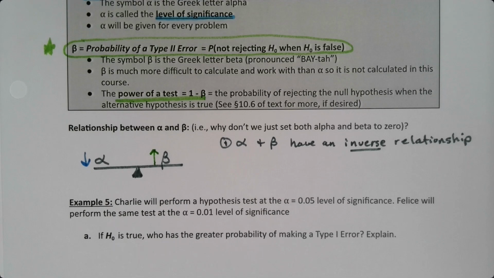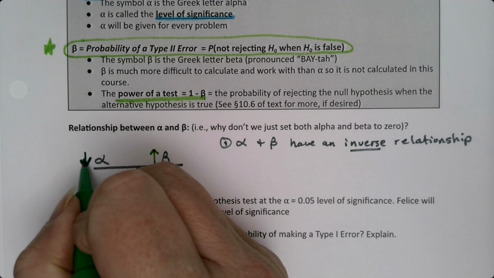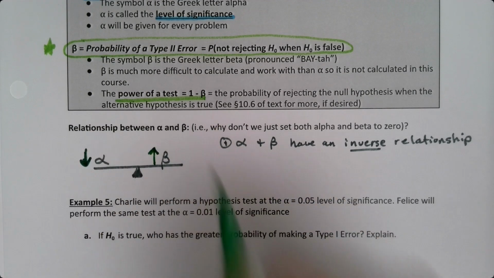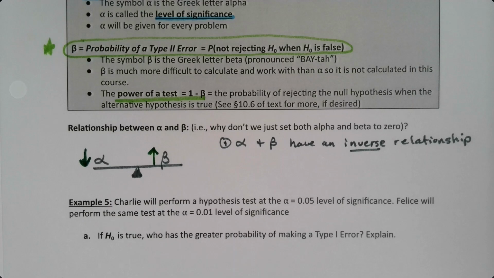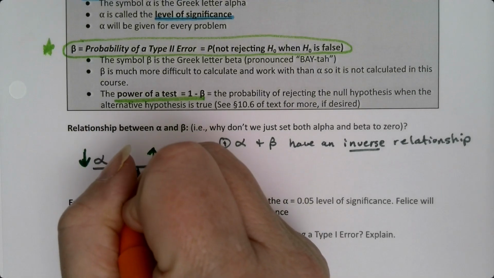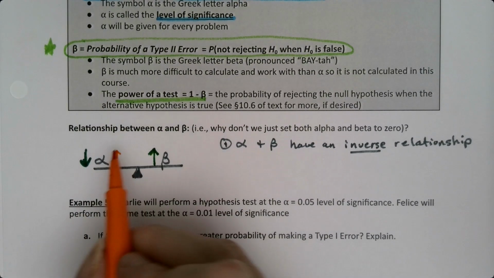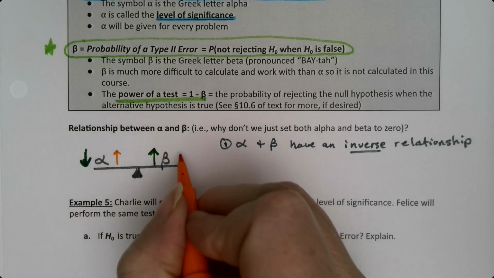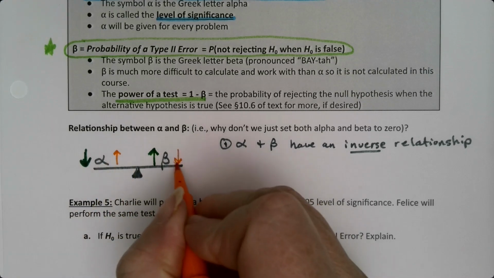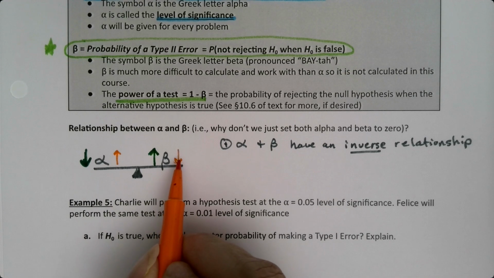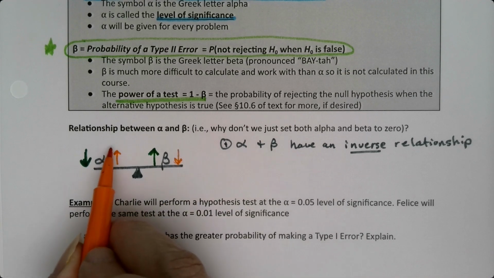Or maybe I should make those the same color here. If this goes down, then this goes up. They go together, right? Like on a teeter-totter. Or if alpha goes up, right? If you want to raise your chances of, well, you wouldn't really want to do that. If you want to lower your chances of ever letting a criminal go free, you're going to raise your chances of putting away innocent people.